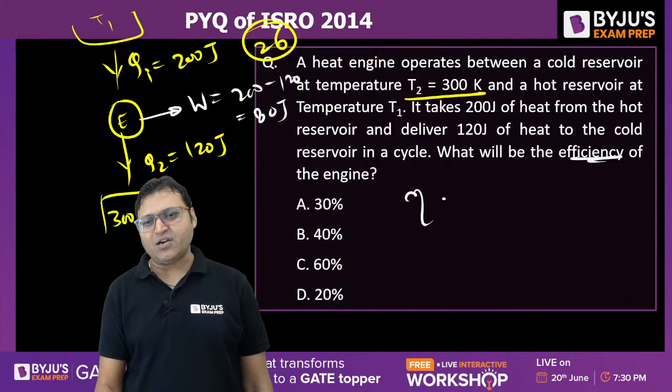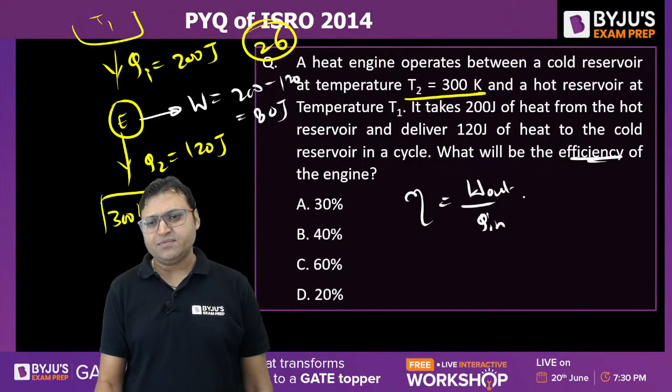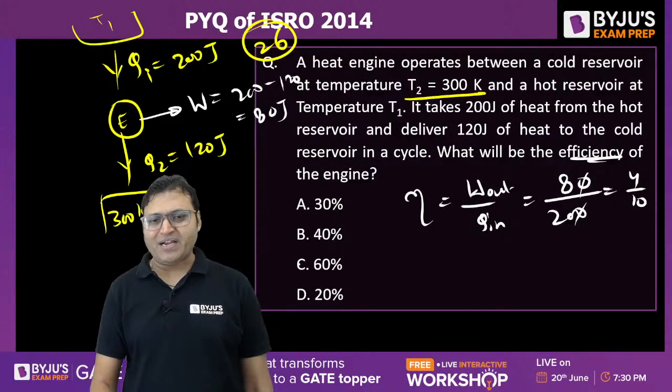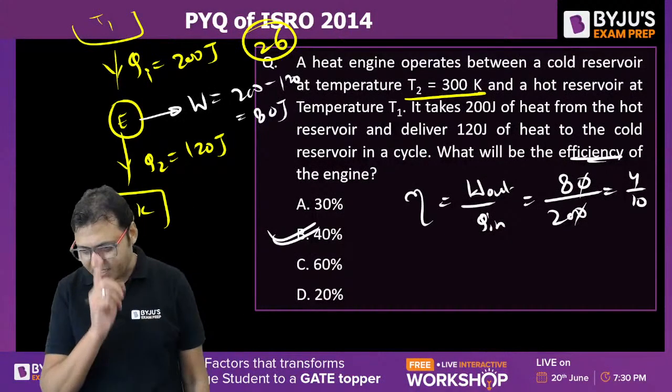The thermal efficiency of the engine is W output upon Q in. What is the work output? That is 80 upon 200. So it will be 4 by 10, or 4 by 10 means 40% is the efficiency.